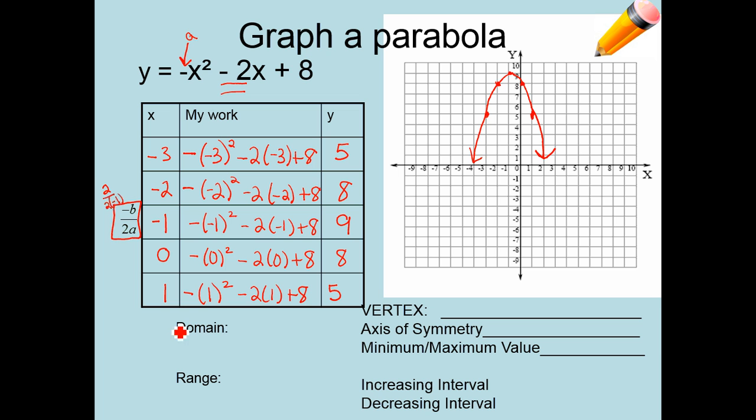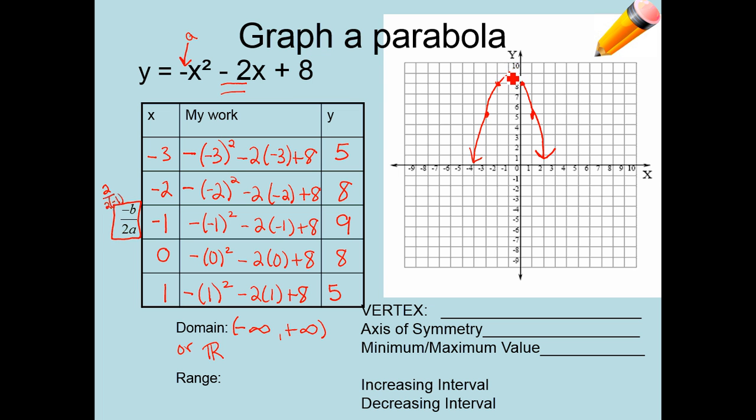Okay, now let's talk again about domain and range. So the domain again, because there's arrows on both ends, we're going to say the domain goes from negative infinity until positive infinity, or like I said before, you can also say it's all real numbers. Now the range is the y values. Notice that the parabola has a high spot up here at 9.